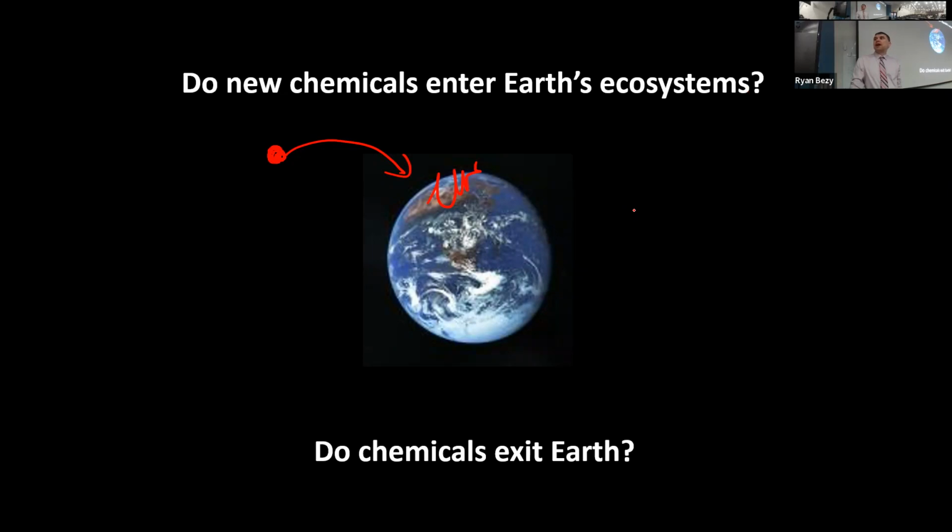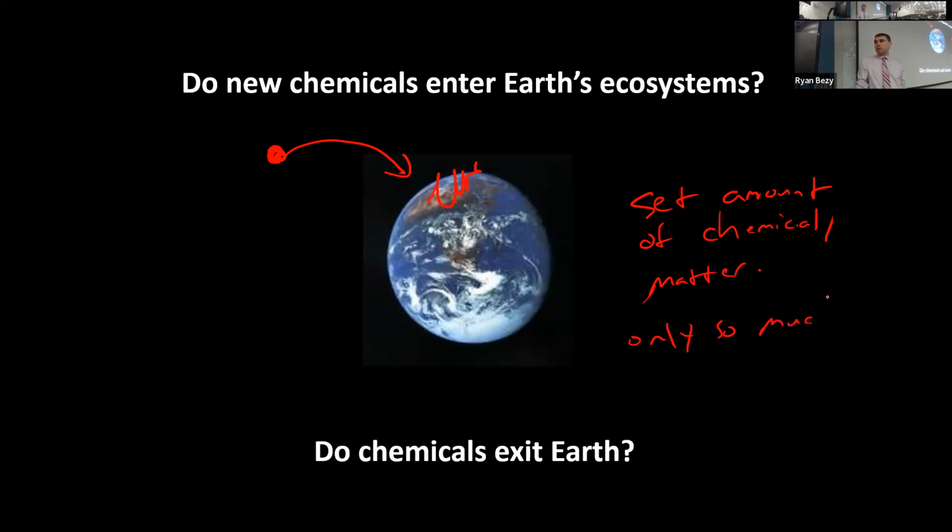But remember, that means we have a set amount of chemical matter. Only so much, whatever is already on Earth. That's pretty much what we're looking at here. And what that means is that we typically do nutrient or chemical cycling. We're not going to have so much flow of chemicals in and out of Earth, as we recycle the chemicals through Earth and Earth's ecosystems.